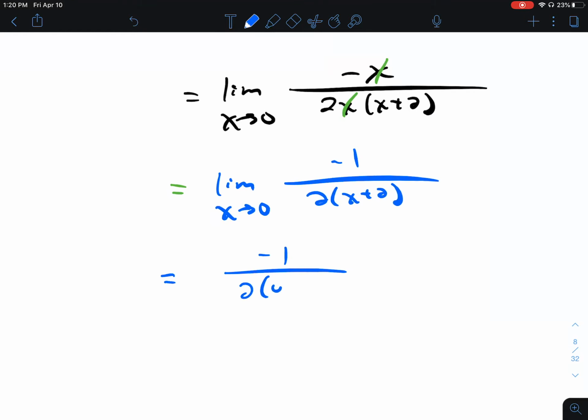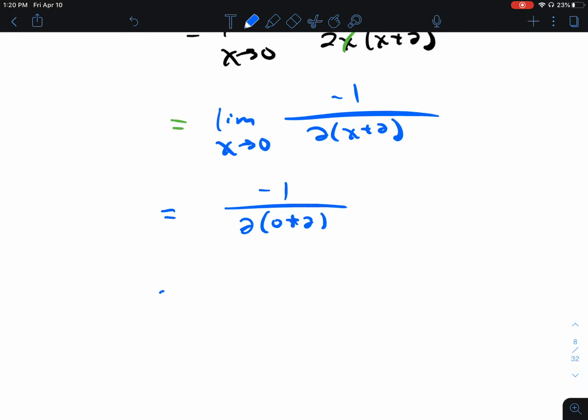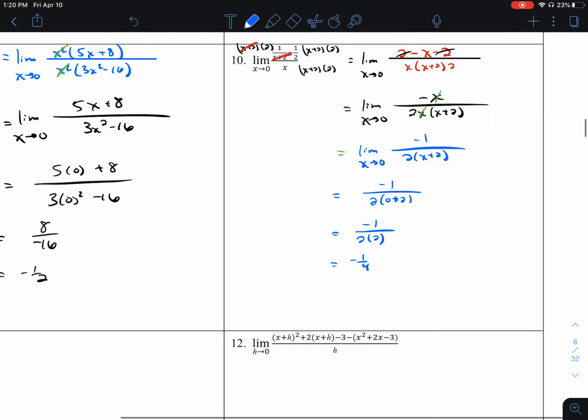So we just put a 0 in for all of our x's. It's going to give us negative 1 over 2 times 2. That is a negative 1/4.